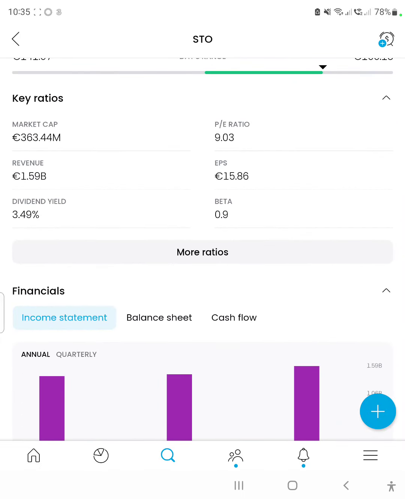The company STO has a market cap, which is an overall price, of 363 million euros, which is quite small compared to not only our minimum requirements, but in comparison to the other stocks we've analyzed. Revenue figure was 1.5 billion euros, which is a multiple of maybe 5 or more of the overall price of the company. So that's quite strange.